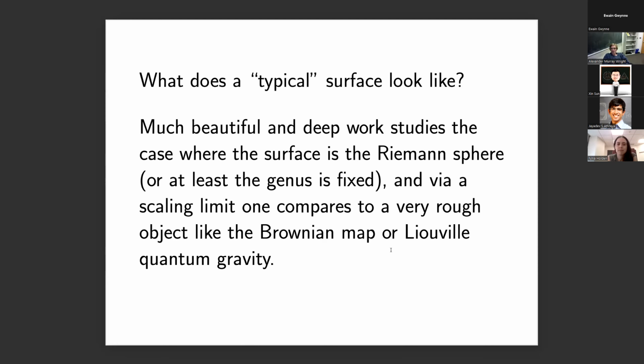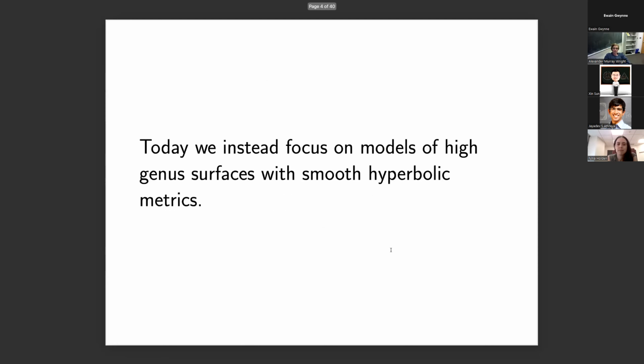I think it's very stunning. Today, though, it's going to be very different. I mentioned that largely to make a contrast. Instead, today, the genus is not going to be constrained. We're thinking about high genus surfaces. And rather than a very rough metric, we have a smooth metric, actually the hyperbolic metric of constant curvature -1. And this will bring us a little bit further from some things that have been done related to things like the Brownian map, but a bit closer to subjects like Teichmuller theory and number theory.